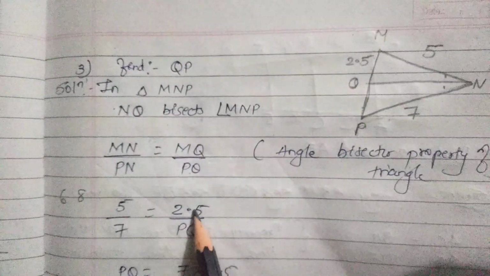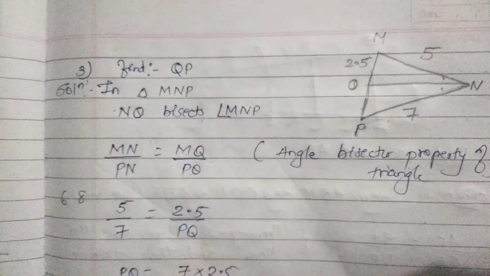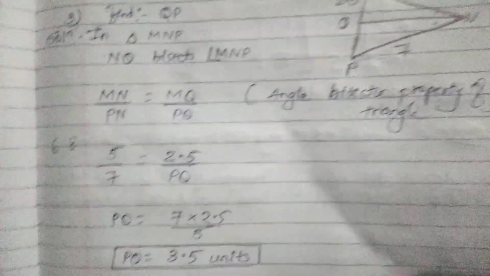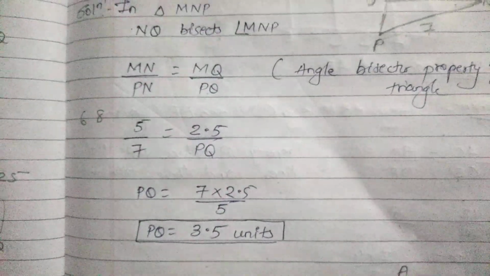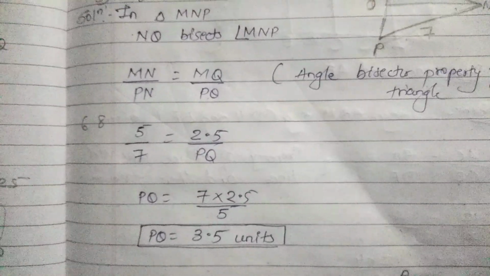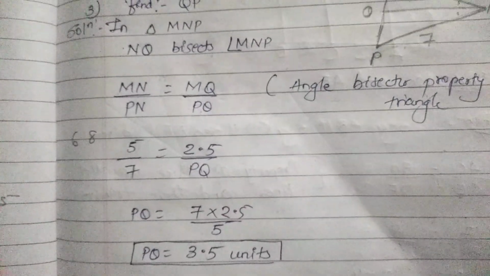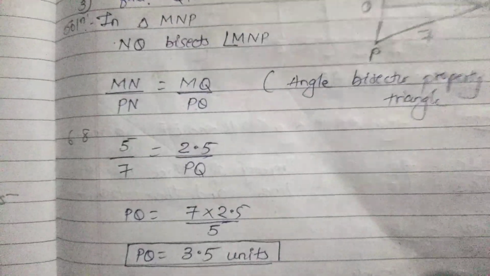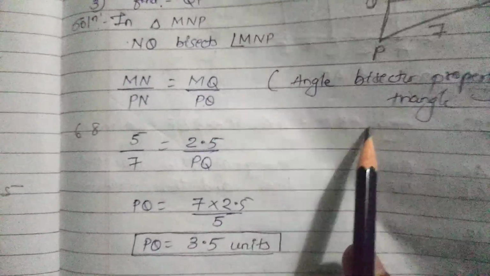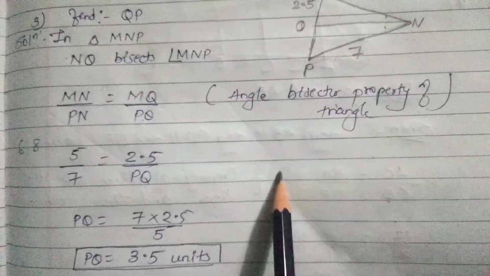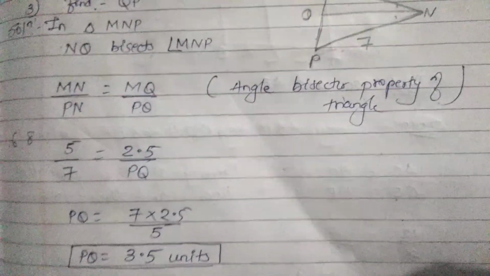5 by 7 equals 2.5 upon PQ. Cross multiply, so we will get PQ as 3.5. So the third sum is similar to question number 6 and question number 8. By using the angle bisector property of a triangle, we can solve and get the answers.